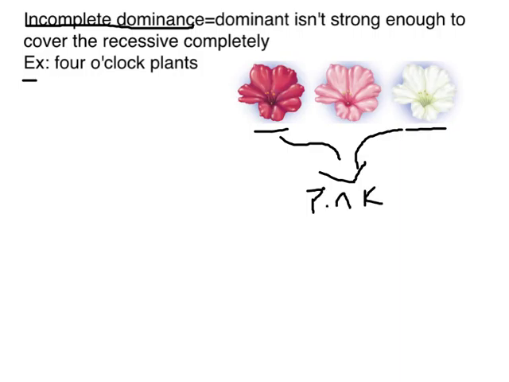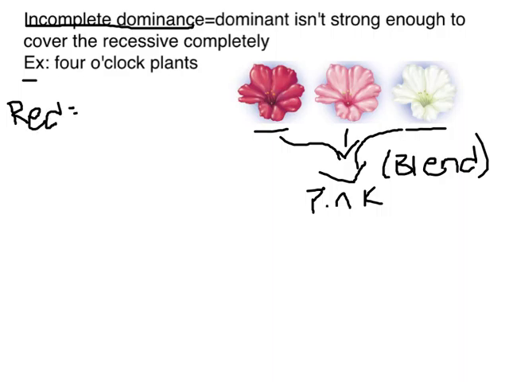Okay, so this middle thing right here is the cross between the red and the white, and what you see in this type of inheritance is a blend. So you know you're dealing with incomplete dominance when you have a blend of both of the alleles together. Now, assigning alleles to these is difficult because it's like they're both dominant, right?